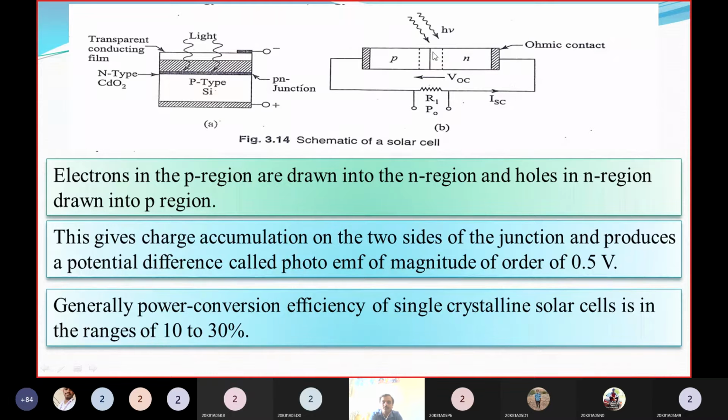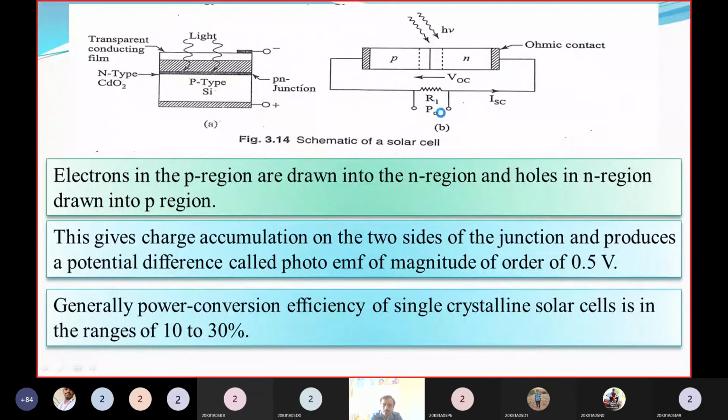So now all electrons are accumulated on one side and all holes on the other. There is a potential difference between the two regions, and due to that potential difference we get the output here. Whatever potential is developed between the P and N regions, we call the open circuit voltage. We will get that open circuit voltage here.